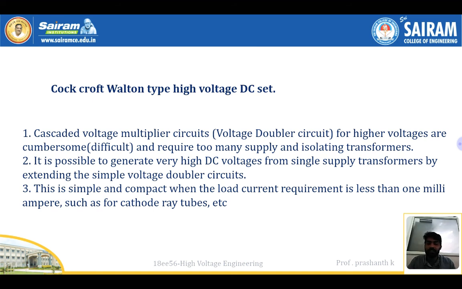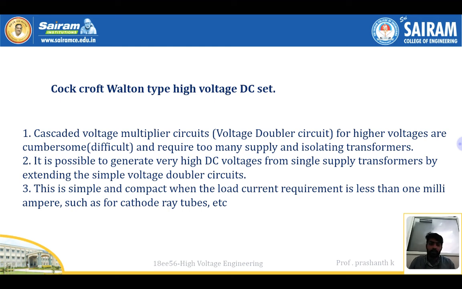Next we will discuss the Cockcroft-Walton type high voltage DC set. In the Cockcroft-Walton set, we have a cascade voltage multiplier circuit. In the previous class, in the second video, we discussed the voltage doubler circuit, right? Here we have a number of voltage doubler circuits cascaded, so it gives you voltages n times the supply.